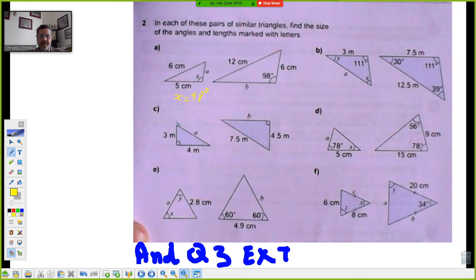How big is angle B? Sorry, how big is length B? That goes to anyone else. That goes to Suban. How big is length B? 10 centimeters. Clearly, because from 6 up to 12, we're multiplying by 2. So it's a times 2 enlargement. And therefore, how big is A?